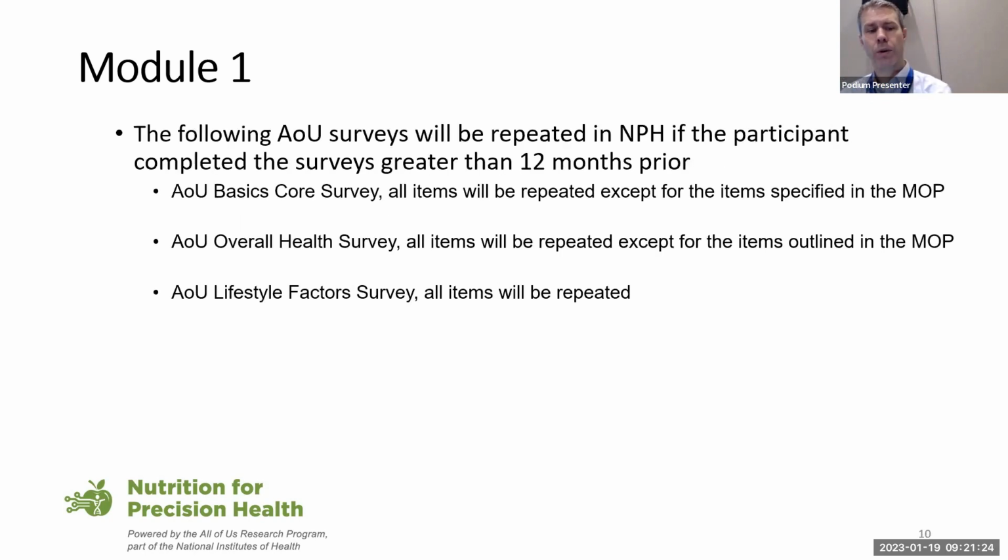Now, with regards to the core surveys, so we have the basic survey, the overall health survey, and the lifestyle factor survey. We're only going to have NPH participants repeat those instruments if it has been greater than 12 months since they completed them for All of Us. So if it's been greater than 12 months, they have to complete part of the basic core survey. They also have to complete part of the overall health survey, and they have to repeat all of the lifestyle factor survey. So we eliminated items from those 2 surveys that were kind of repetitive, that shouldn't really change. So again, we tried to reduce burden, but to still get the important pieces from those surveys.